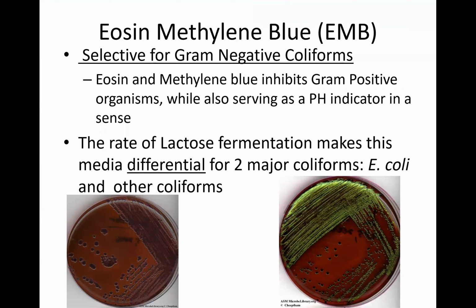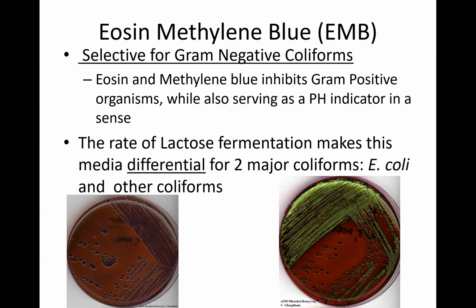We have what's called an EMB plate, an eosin methylene blue plate. This is selective for gram-negative coliforms. So again, gram-positive species will not really be able to grow on this plate because eosin and methylene blue actually inhibit gram-positive organisms. But we can also see a pH indicator as well for gram-negative bacteria. And so, two main things that we'll be able to see are E. coli, and E. coli will be able to give off this like greenish color when we are actually looking at the macroscopic view or presentation.